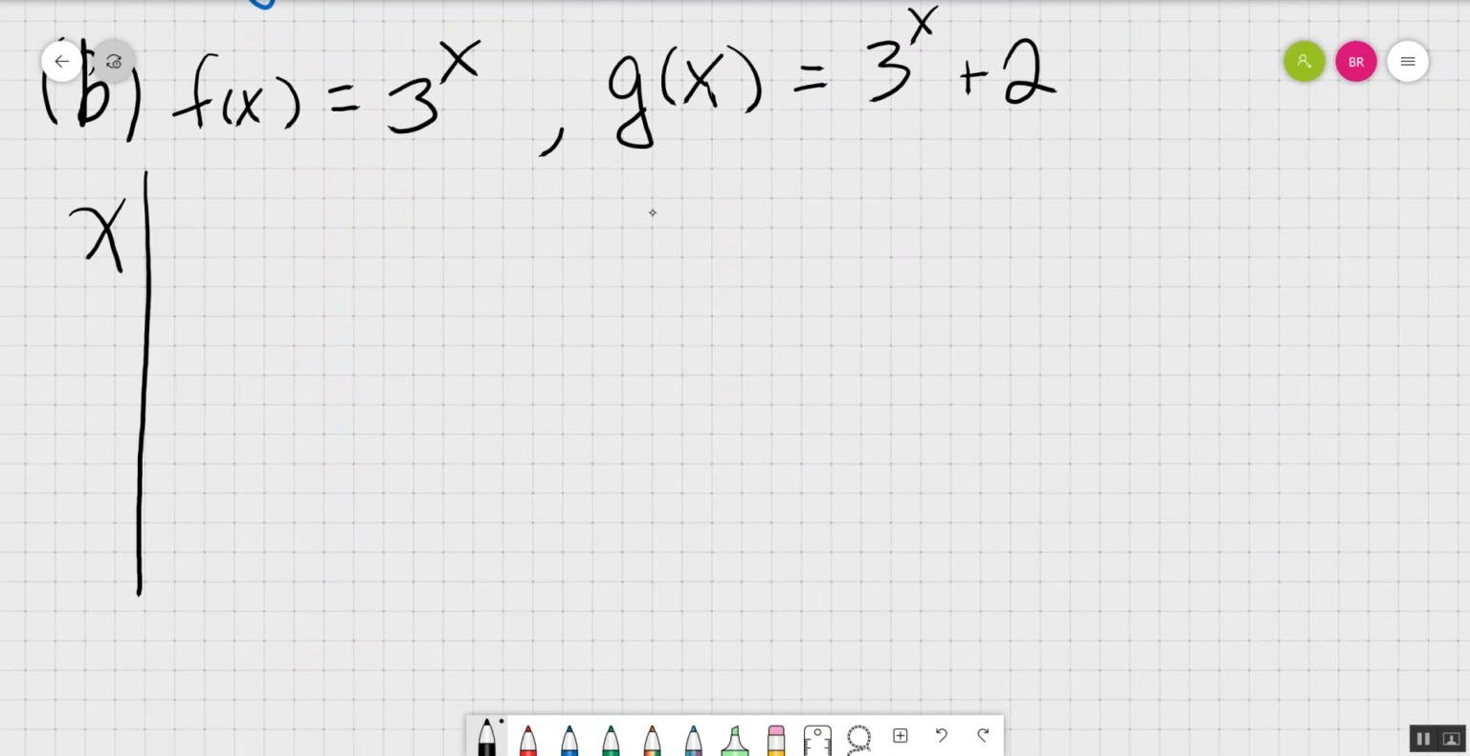So I got my x's. I'm going to do -2, -1, 0, 1, and 2 to get an idea what f looks like. Let's do some f.